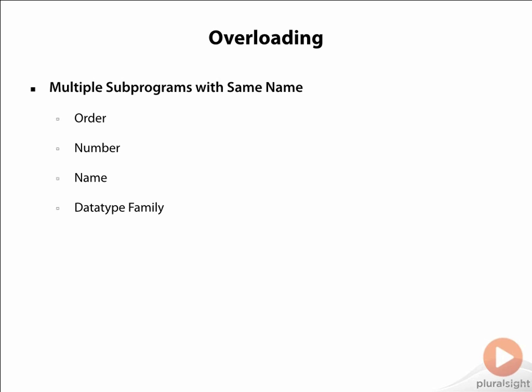Oracle allows overloading of subprograms as long as the parameters differ in order, or the number of parameters are different, or the name of parameters are different, or the data type family of parameters are different. You can create overloaded subprograms only as a part of a package or a local subprogram. You cannot overload standalone procedures and functions, and trying to do so will only overwrite the previous implementation with the same name.